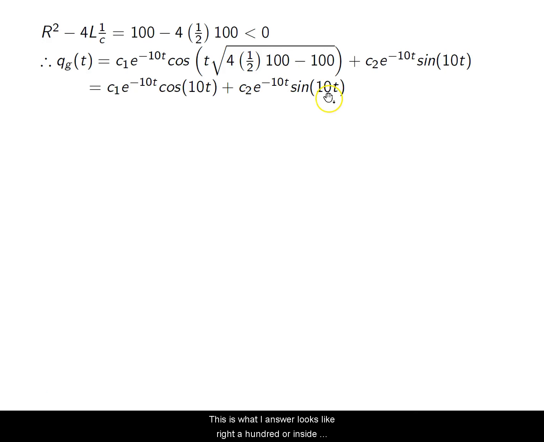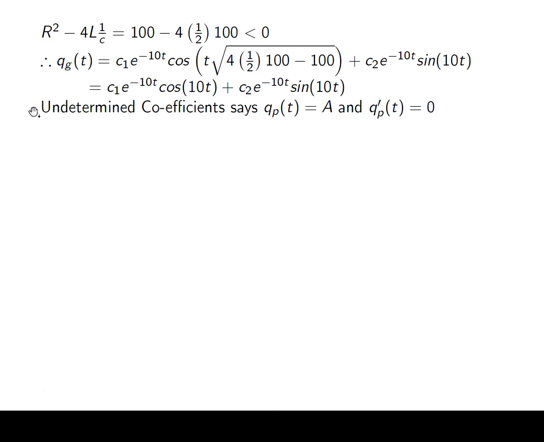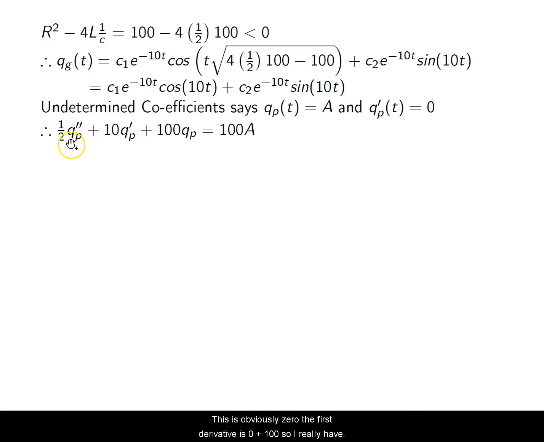this is what our answer looks like, right? 10t on the inside, and a negative t in the exponential portion. So I need to use my initial conditions to figure things out. Maybe before I do that, I find my particular solution, because this is a non-homogeneous case. So the particular solution is equal to A, because it's just a constant, right? It's 150. And so the derivative of a constant is 0. So when I plug that in here, this is obviously 0, since the first derivative is 0, plus 100.